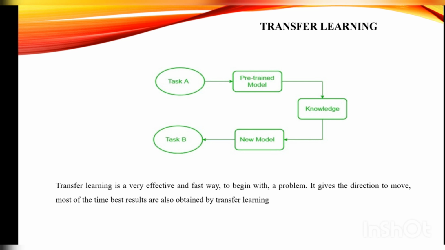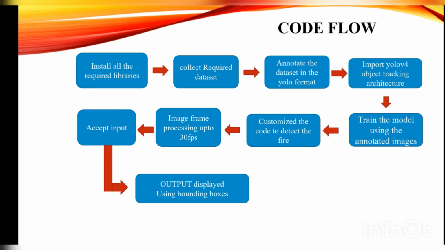At last, here's the code flow. Install all the required libraries, collect the required data sets, and annotate the data set in the YOLO format. Fourth, import the YOLO v4 object tracking architecture to the code. Then, using that architecture, train the model using the annotated images. Customize the code to detect the fire.